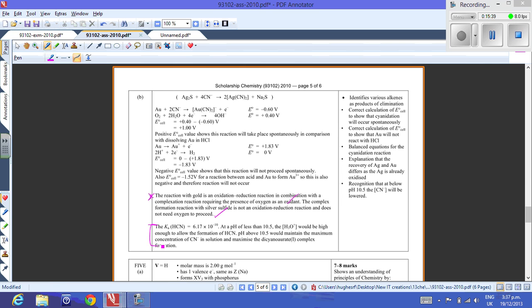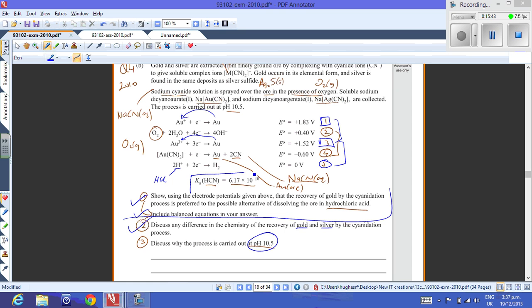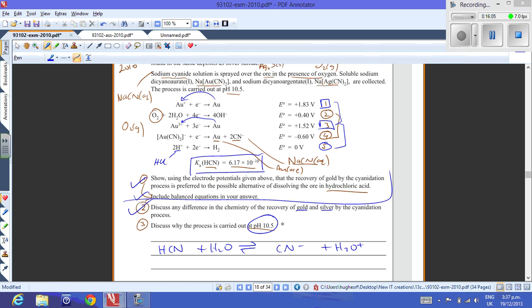And then the last part of the question, we're just going to look at here: discuss why the process is carried out at a pH of 10.5. Well, we just need to take a look at this Ka value, which could quite easily have been overlooked at the beginning there. That is for the dissociation of cyanic acid, which is a weak acid, and that will form cyanide ions, which we need for the cyanidation process, and some hydronium ions. If you have a pH of 10.5, that gives you a concentration of H3O+ of 3.16 × 10^-11 moles per liter, which we worked out at the beginning. And that's a very low concentration of H3O+.